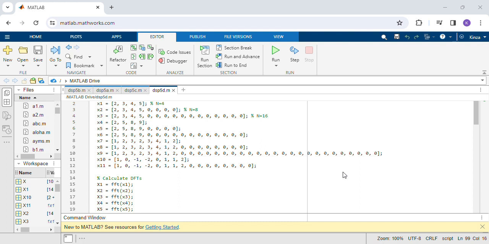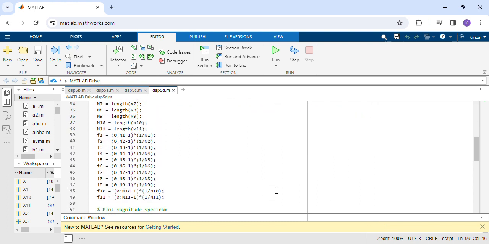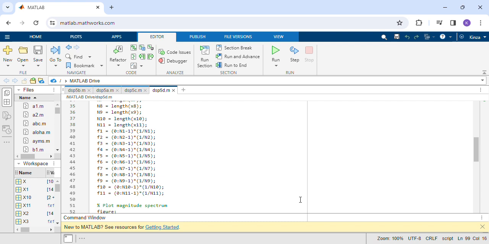Several signals x1 to x3 are defined with different lengths n. The discrete Fourier transform of each signal is calculated using the FFT function, resulting in X1 to X3. The frequency axis is defined for each signal to represent the normalized frequency values. This is calculated by the formula, this one. Three subplots are created in a figure for each signal.